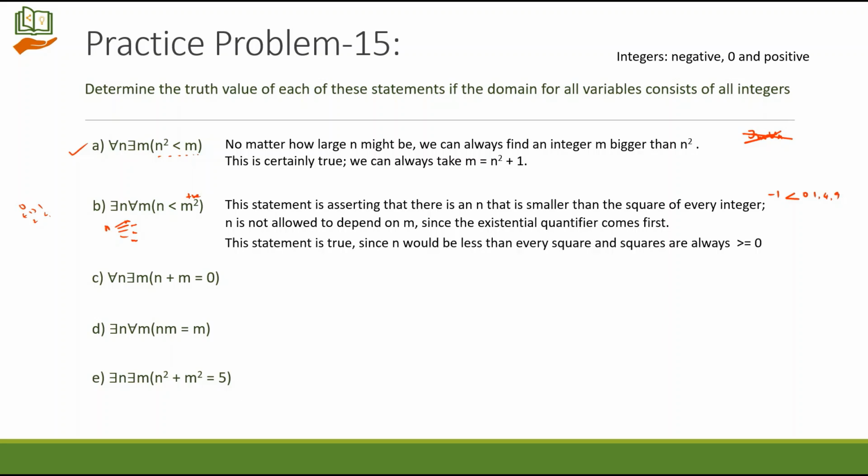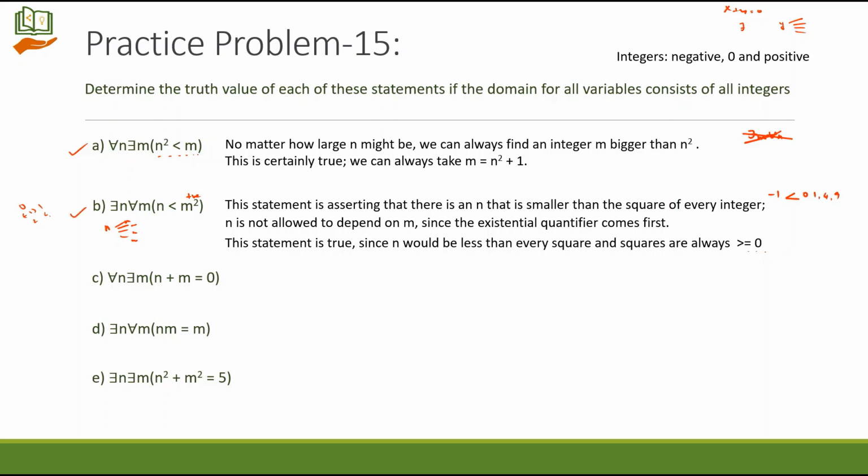This statement is true since n would be less than every square and squares are always greater than or equal to 0. The example in the explanation also stressed the same thing. We said x plus y is equal to 0, where we said when existential comes first, it's for a single y, we apply to all x. The same scenario is given in B.